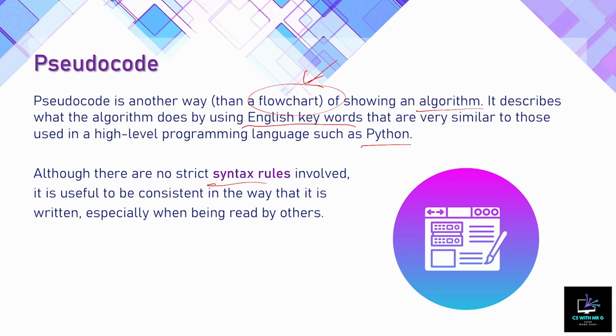And this term syntax is all of the rules that apply to programming languages, which can be quite tricky to learn, and is the reason why pseudocode is used in the design of a solution, so that we take the pseudocode design and then go into our programming language and use it to create the actual software on the computer. But what is important with pseudocode is that we remain consistent, so that not only you can read it, but other people can read it as well.